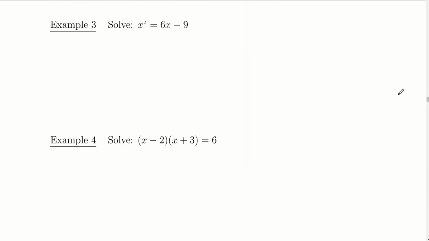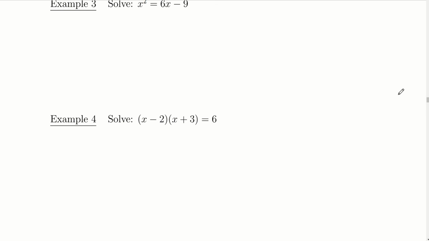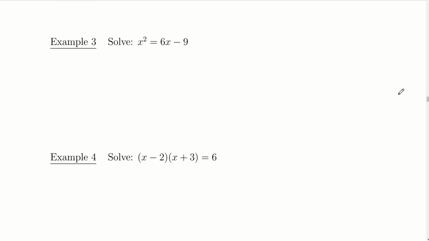Let's take a look at example 3. Again, it's a quadratic. We want to try to solve this with factoring. To do so, we want to get one side to be 0. So I'm going to make the right-hand side 0. And I'm going to do so by subtracting 6x from both sides and also adding 9 to both sides. Here's the equal sign. The 6x and the negative 6x will cancel. The negative 9 and the positive 9 will cancel, so we get 0 on the right-hand side.